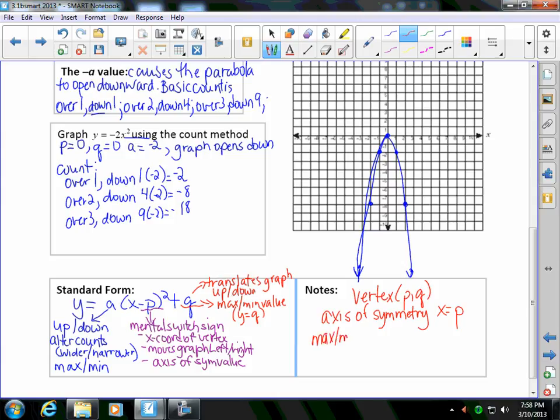Your maximum or minimum depends on a being positive or negative. And it always occurs at y is equal to q, which helps us with our range. It's either going to be greater than or equal to, or less than or equal to q, depending on if it's a maximum or minimum value.